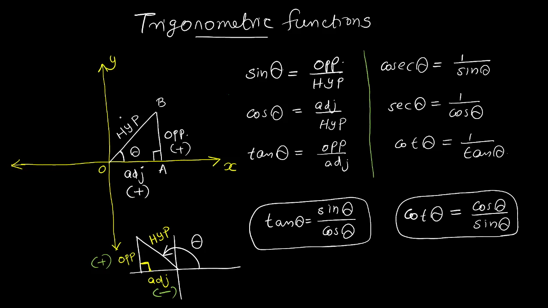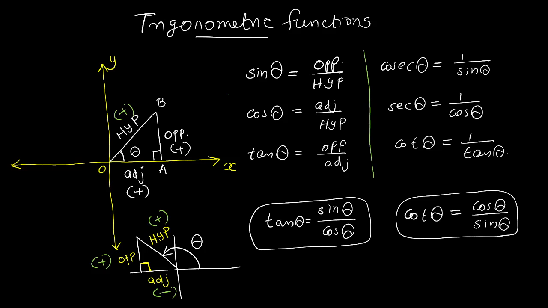Hypotenuse, by definition, is always taken as positive. Not my viewpoint, by definition. Hypotenuse is simply the distance between the origin and this point. We are not defining a plus or minus sign for that. By definition, hypotenuse is positive.